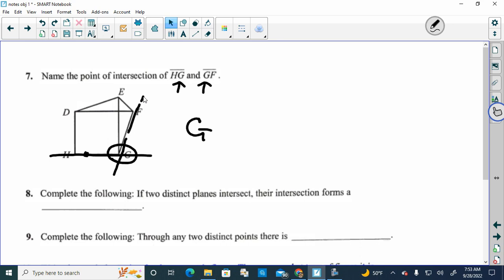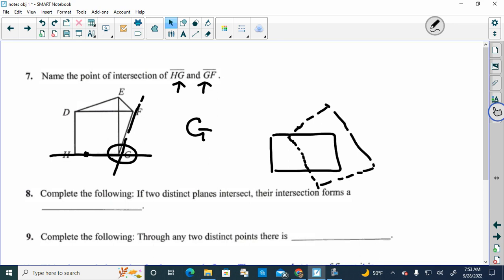Okay, then it says complete the following. If two distinct planes intersect, their intersection forms a. If we had a plane going horizontal, and then another plane going through it, like two pieces of paper, one horizontal and one vertical crossing through right here, it's not going to be just a single point. It's going to be more than 1 point, and it's going to form a line. So their intersection forms a line.